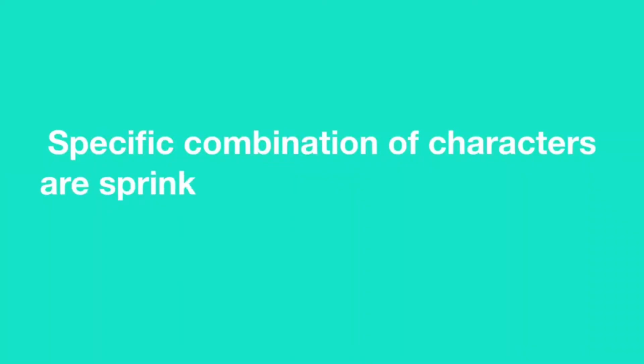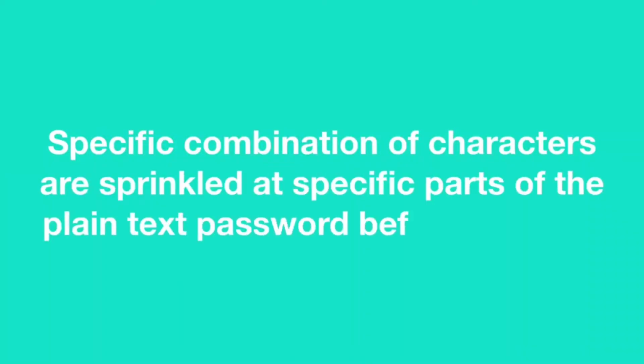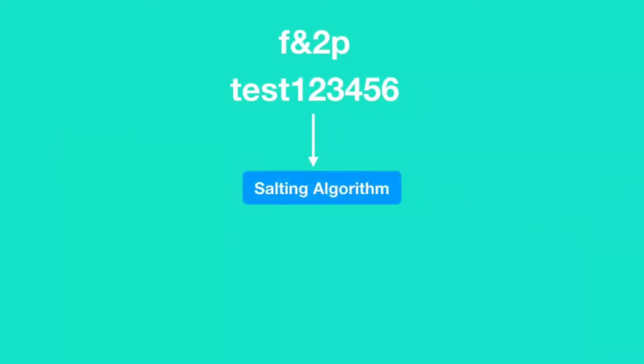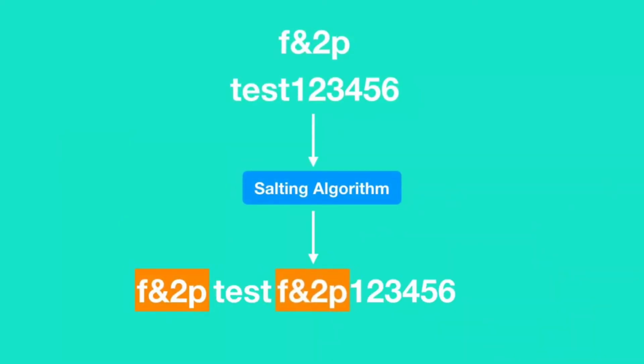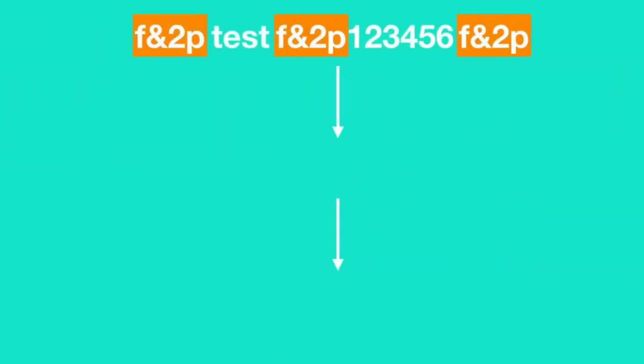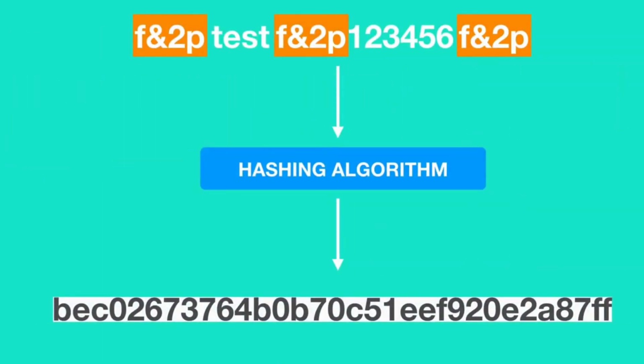A new technique called salting was introduced by security analysts to give hackers a hard time in cracking passwords. In this technique, a specific combination of characters are inserted at specific positions of the plain text password before hashing. Every company has its own salting algorithm and they don't make their salting algorithm public. For example, let's say Facebook's salting algorithm inserts the string f&2p at the beginning, after the third character, and at the end of the plain text password. After salting the password, the salted password is then hashed by a hashing algorithm.